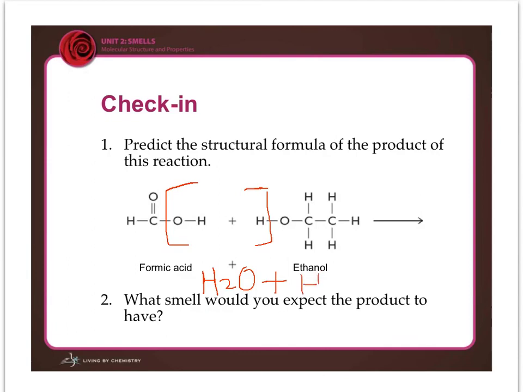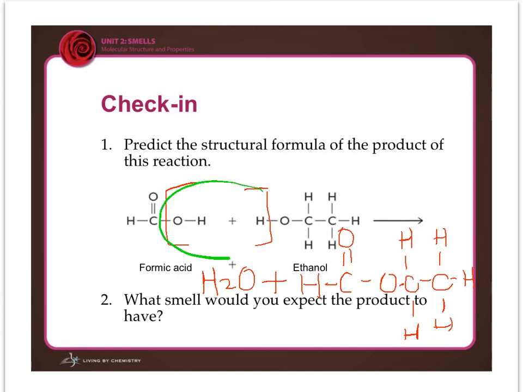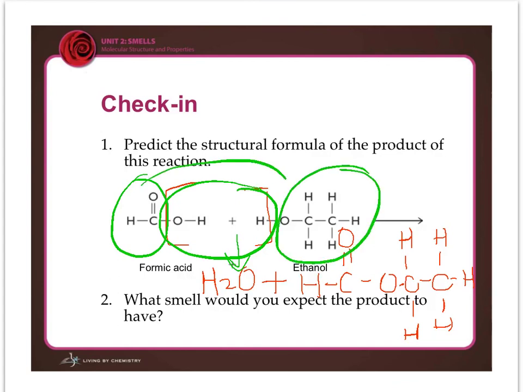I have an H, C, double bonded O, O, C, H, C, H, H, H, H. Okay, and we form something new. These are the two products that we would get. Again, just to look, let me circle it in green for you here. You have your water comes in, forms this, and this. I put them together, and I get my ester.